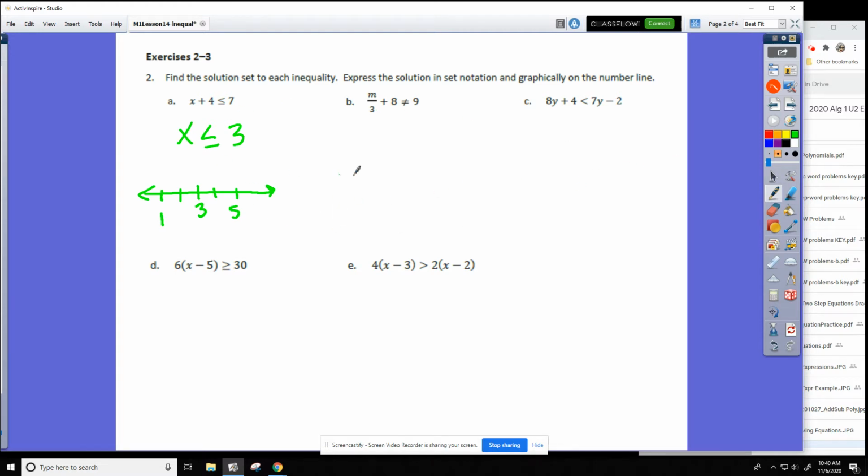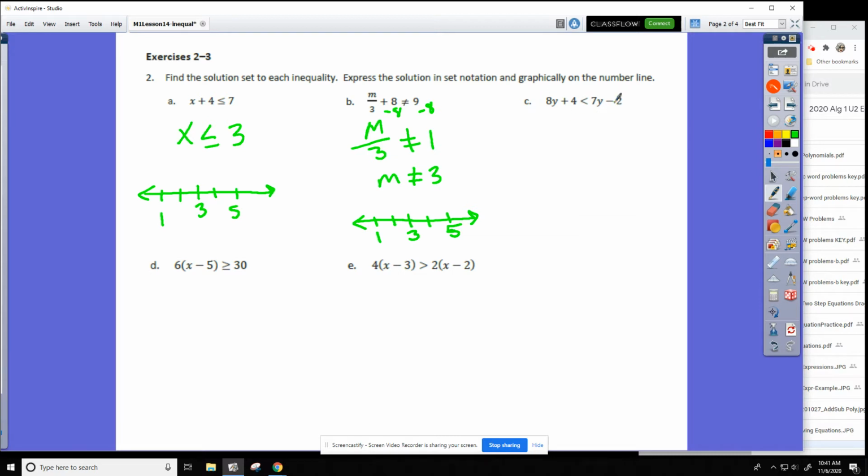Again, I'm going to focus on 3, 4, 5, and 3, 2, 1. I'm going to solve them all, and then I'll go back and graph them all because of my pen color. So this is m divided by 3 is not equal to 1 because I subtract the 8. And then this is division, so you have to multiply. So 3 times 1 is 3. Again, I will focus on 3, 4, 5, and go down to 1.